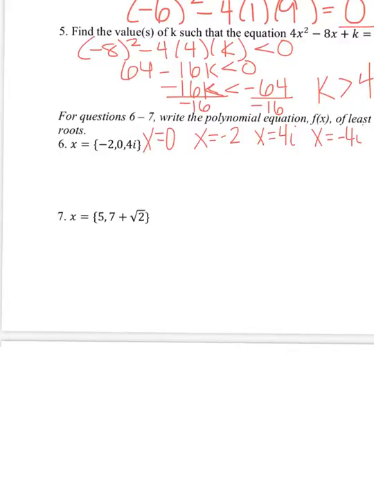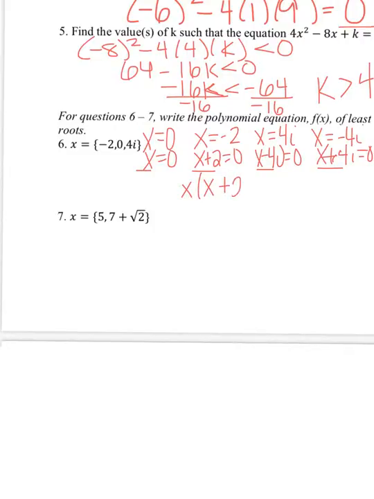So I'm going to set each of these equal to 0. So this one's already done. So x equals 0. This one gives me x plus 2 equals 0. This one is x minus 4i equals 0. And this one is x plus 4i equals 0. So now I'm going to take each piece here, and I'm going to multiply them. So this is going to be x times x plus 2 times x minus 4i times x plus 4i.